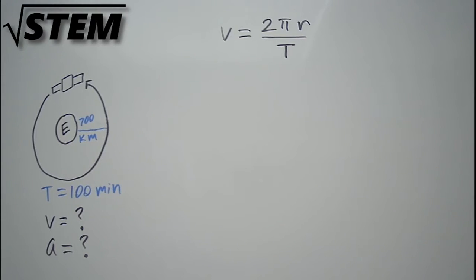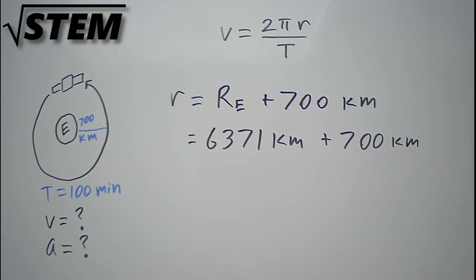We know that the satellite is 700 kilometers above the surface of the Earth, but we also need to take into account the radius of the Earth itself, since it is the center of our circular motion. Thus, our radius is equal to the radius of the Earth plus 700 kilometers. And since the radius of the Earth is 6,371 kilometers, this will come out to 7.1 times 10 to the 6th meters.